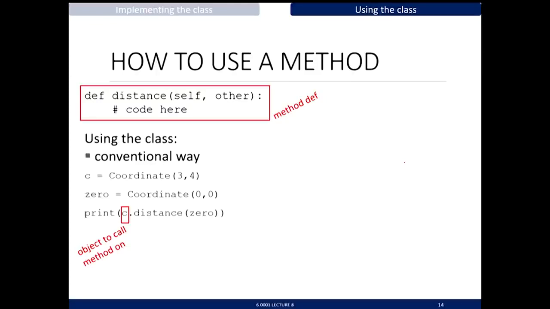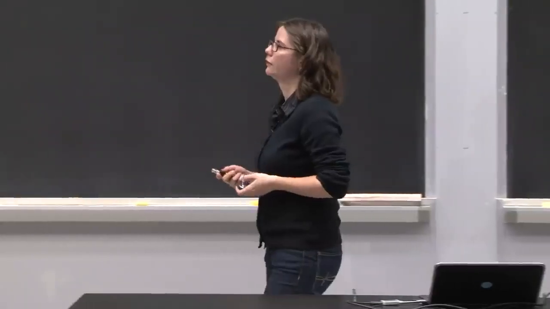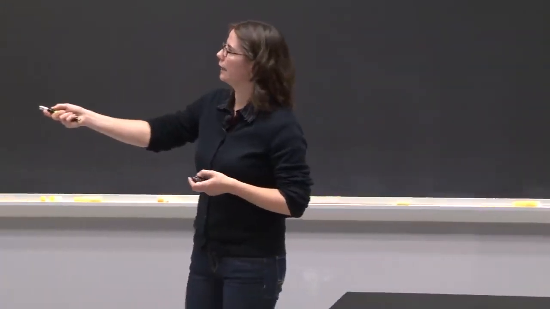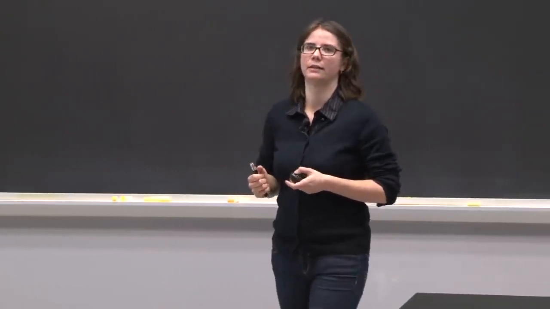So Python says this object c is of type coordinate. It's going to look up the class coordinate that you defined. It's going to find this method called distance. And then it's going to say, what parameters does it take? So it takes another parameter, for the other. And then in the parentheses, I just have to give it this other parameter.